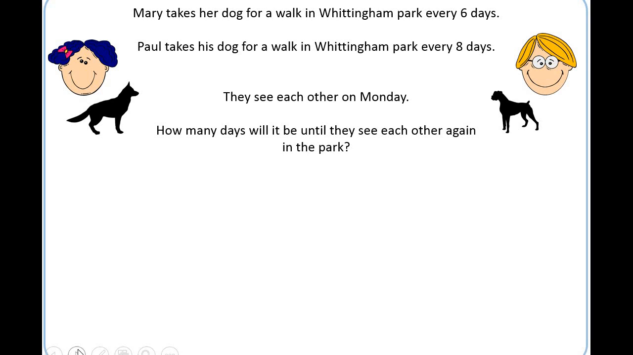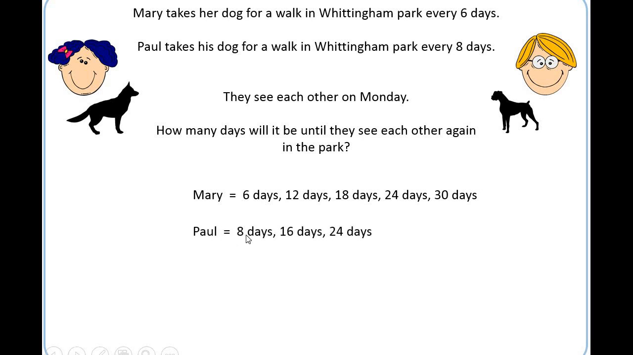So let's look at Mary to start with. So obviously 6 days later she will go to the park, and then 12 days later, 18 days, 24, 30. So I'm just going up in the 6 times table there. And then with Paul, so after that Monday it will be 8 days later before he goes again, then 16 days, and then 24 days. So hopefully you've spotted 24 there appears in both of those times tables. So in fact, before they see one another again, it will be 24 days later.